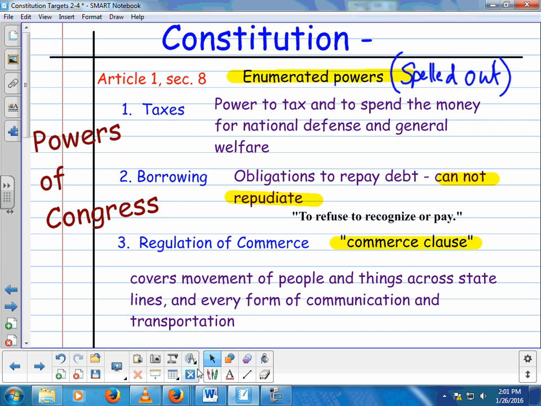So, general defense, of course, can be defined in many different ways, as can general welfare, which leaves it wide open for the government or Congress to tax for any number of different reasons.